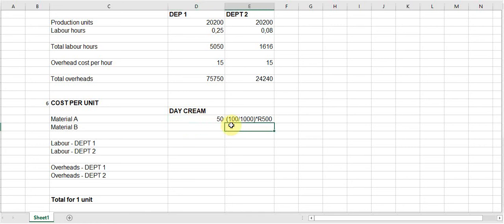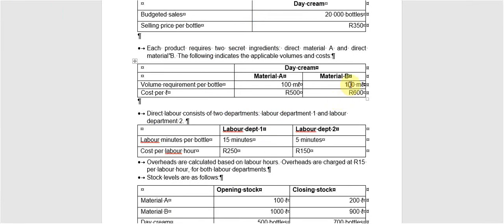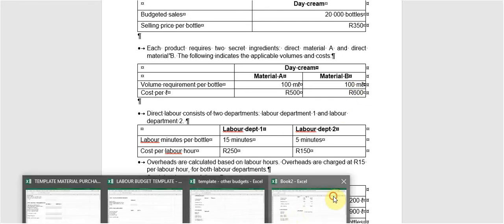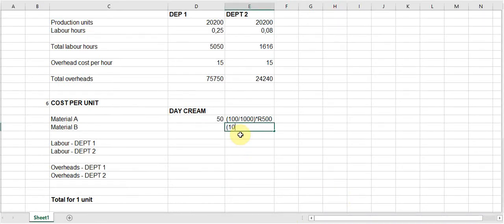Then we need to go and calculate for material B. We have similar issues. It is 100 milliliters, but the cost is 600 Rand per liter. So I'm going to write it as 100 divided by 1,000 to get it to liters times the rate in liters, which is 600 Rand. So here it is 100 divided by 1,000 times 600. And that gives us 60 Rand.